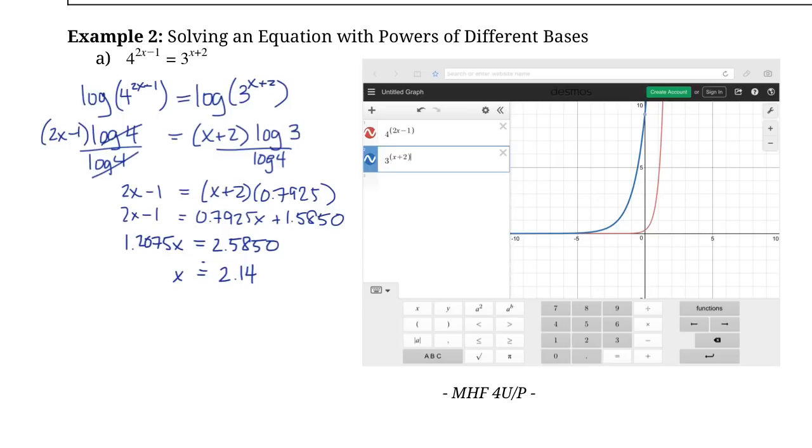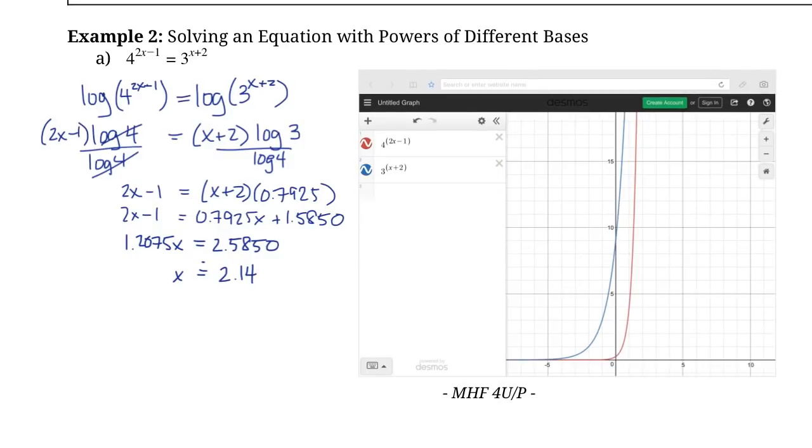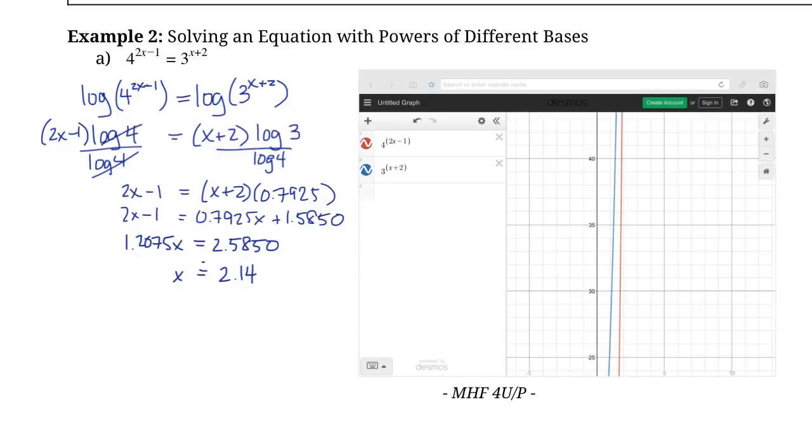So looking at the graph, it's hard to see if those two things intersect yet, right? So we predicted, actually, based on our answer, that they should intersect at 2.14. And it looks like 2.14 is all the way up. It's sort of off the graph, right? So we're going to need to go up, up, up, up, up. Ooh, look how steep these things are.